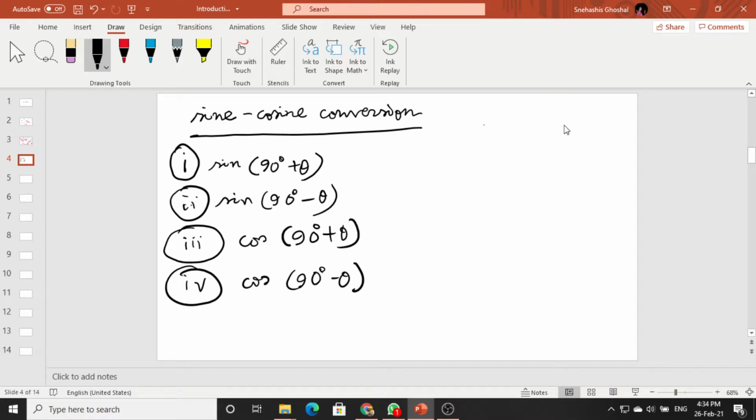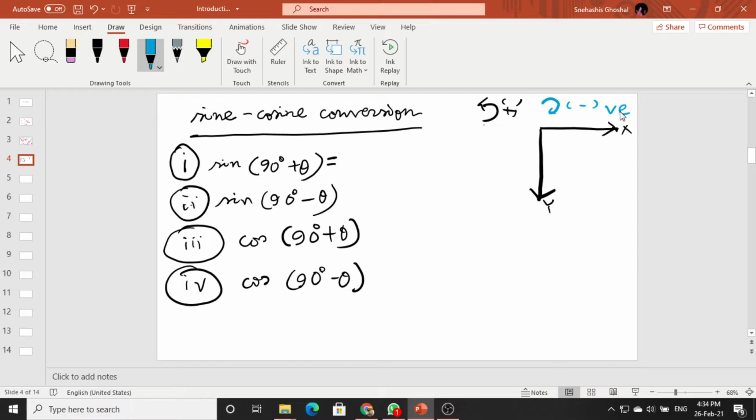So remember that. Remember this graph. Okay? We are taking x-axis and negative y-axis. So sine 90 plus theta. Again another thing. Anti-clockwise movement is positive, whereas clockwise movement is negative.